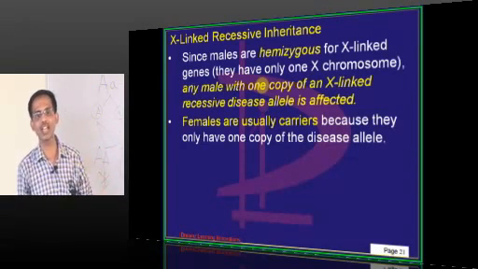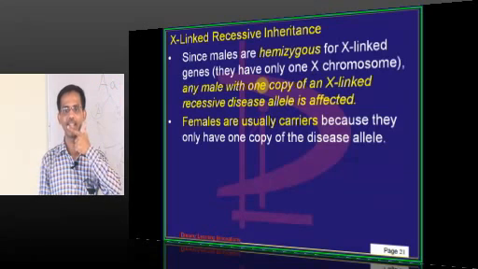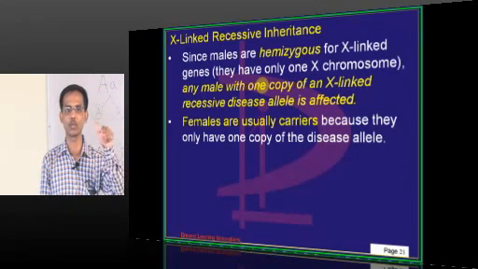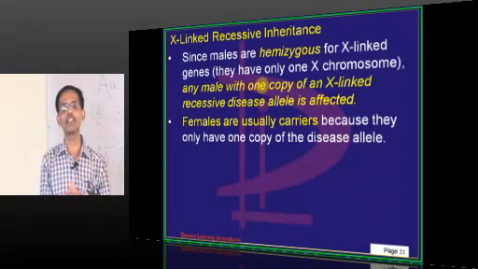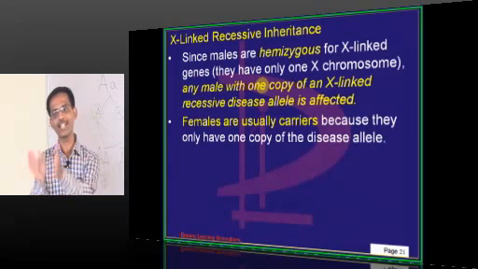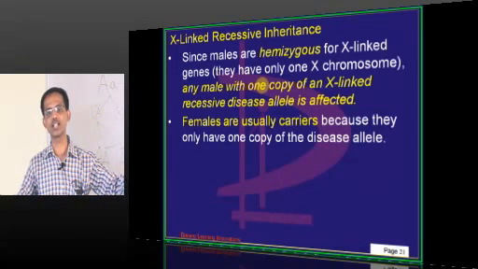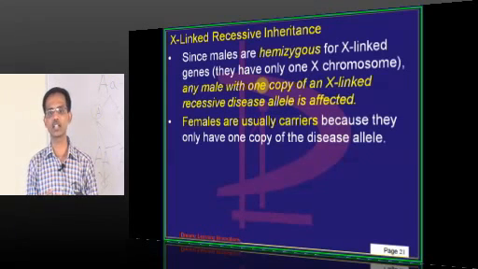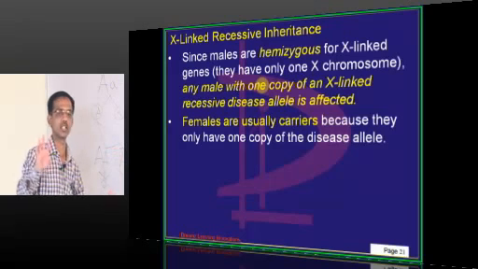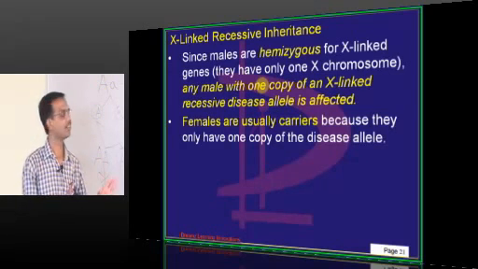Any idea when these carrier females can manifest the disease? The best example is Turner syndrome, or any other condition where there is only a single X chromosome. Another is Lyon's hypothesis working in a very unfavorable way. We call it unfavorable Lyon inactivation, that is, selectively the normal X is getting inactivated. In 70-80% of the cells, the normal one gets inactivated, the abnormal one remains, by chance occurrence. More common than that is Turner syndrome, where there is only one X chromosome and that is carrying the disease. Apart from these two scenarios, females generally do not manifest disease in an X-linked recessive condition.